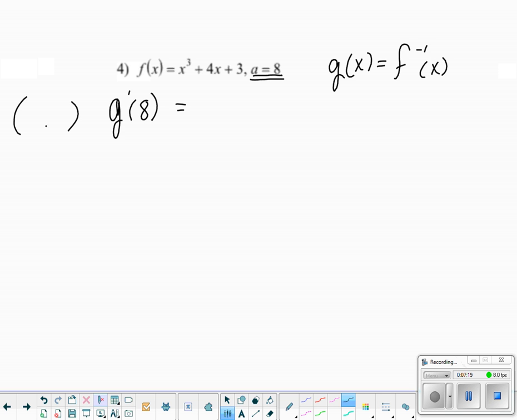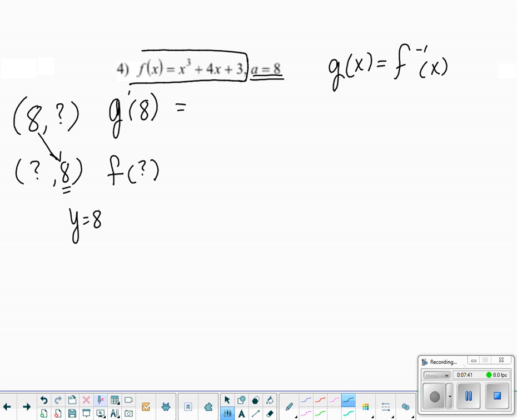G prime of 8 means that 8 is my x value. I don't know my y value. To f, 8 becomes its y value, right? And I don't know its x value. The way to generate that is let y equal 8. The only equation I have given to me is the f equation, so I guess I'm stuck working with that.